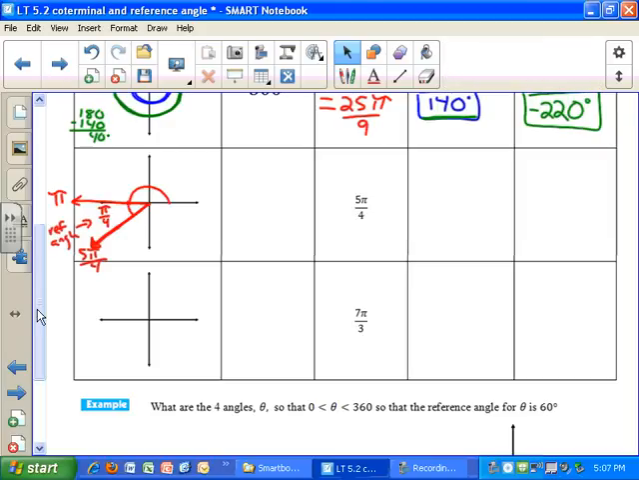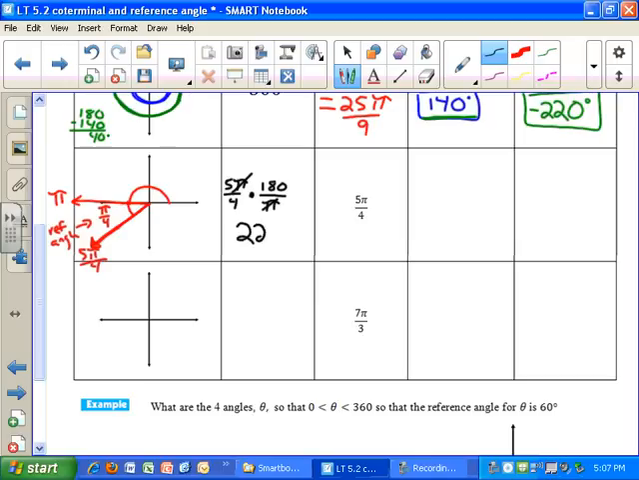Okay. How do I turn 5 pi over 4 into a number of degrees? With 5 pi over 4, I have to multiply by 180 over pi. And I know those pi's are both going to cancel. 5/4 times 180 is exactly 225 degrees. You could have also done that by recognizing 180 plus 45 would also give you 225.